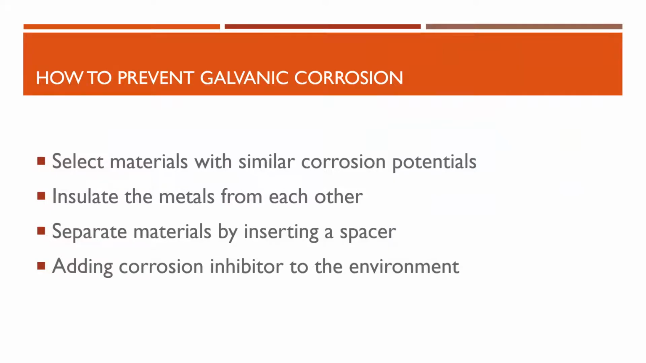Separate the two materials by inserting a suitably sized spacer. Install a sacrificial anode that is anodic to both metals, or even add a corrosion inhibitor to the environment.